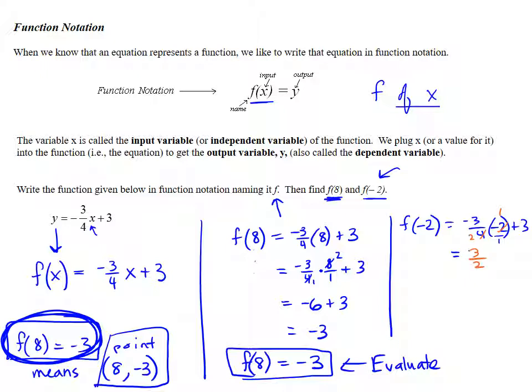I should probably go back to my original color. So that's 3 halves plus 3. To add a fraction and a whole number, I need to get a common denominator. So 3 halves plus 6 over 2 would give me 9 halves. So f of negative 2 is equal to 9 halves. So when x is negative 2, I get a y value on output of 9 halves.